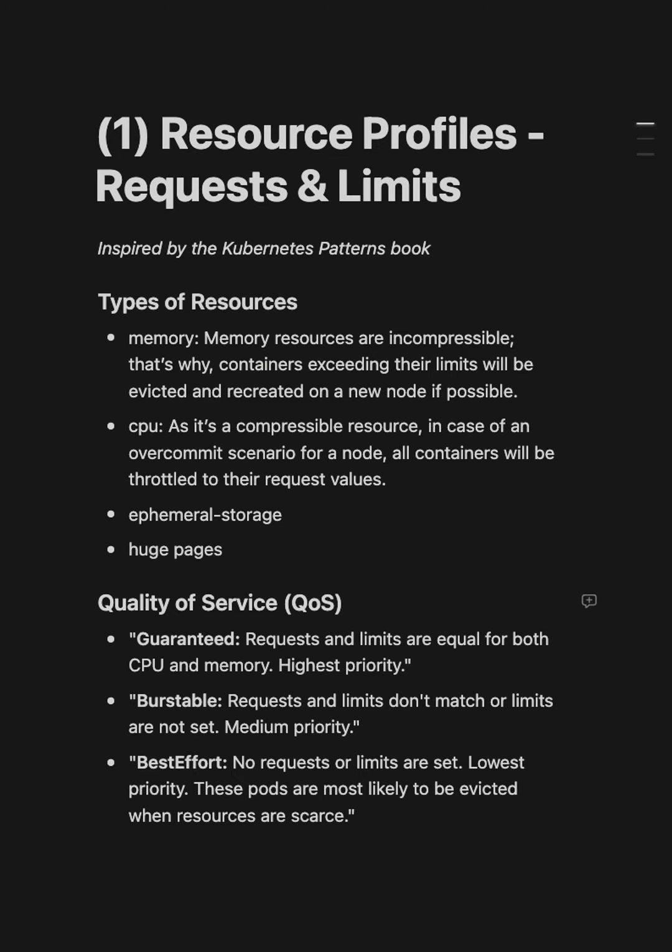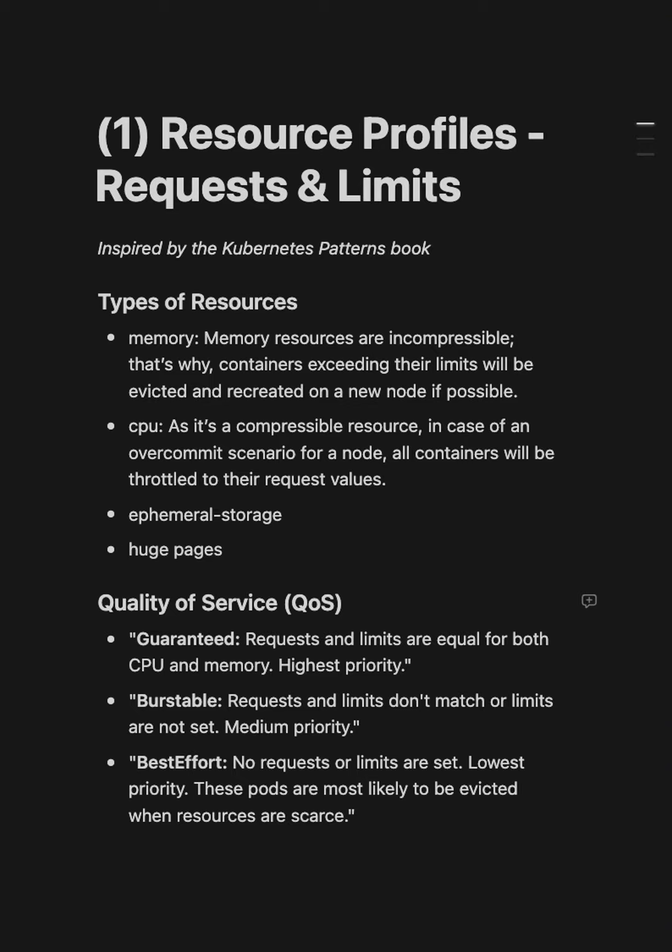So there are 4 types of resources: memory, CPU, ephemeral storage, and huge pages. But we primarily focus on 2, CPU and memory. Memory resources are incompressible. That's why containers exceeding their limits will be evicted and recreated on a new node if possible. For memory, it's generally best practice to set requests and limits to the same value. This prevents out-of-memory kills. If a pod exceeds its memory limit, Kubernetes will terminate it.